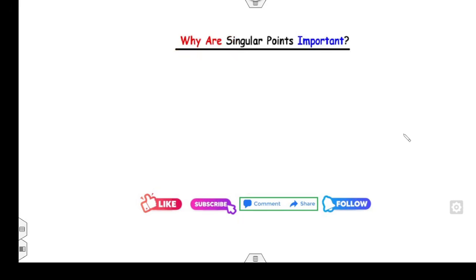Why are the singular points important? First of all, as we know, a singular point means the function is not analytic. Once the function is not analytic, you can never write it in terms of the Taylor series. If it cannot be written in terms of the Taylor series, you can never write the solutions in terms of the power series method.